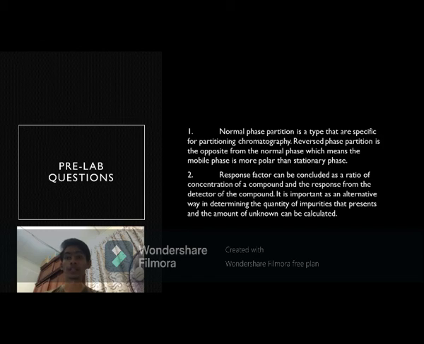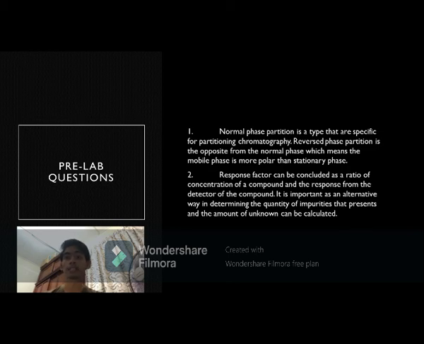The second question is, what is meant by response factor? Why is response factor important in determination of the identity and the amount of an unknown?